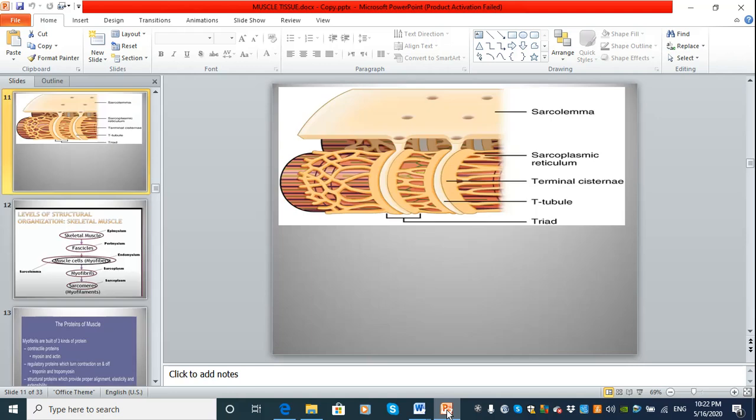Here I have a cartoon diagram to make clear what that means. The sarcolemma is the cell membrane, and then we have the sarcoplasmic reticulum. When you go to the triad, you will see we have two terminal cisternae. If I say cisterna, that one is singular, while in the plural we call it cisternae, and then with the one T-tubule, two of them.